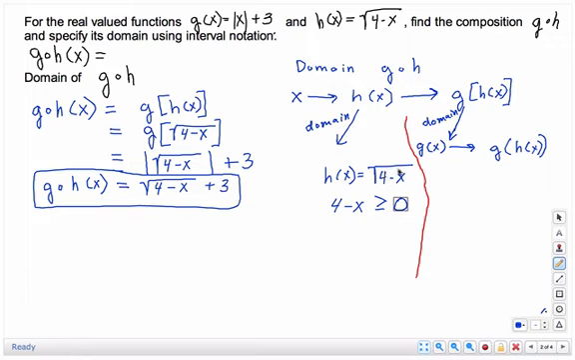Okay, you can't have any value inside of here that would make this value negative because it would be undefined. So 4 minus x has to be greater than or equal to 0 in order to plug it in to that function. So we're going to have to solve this.